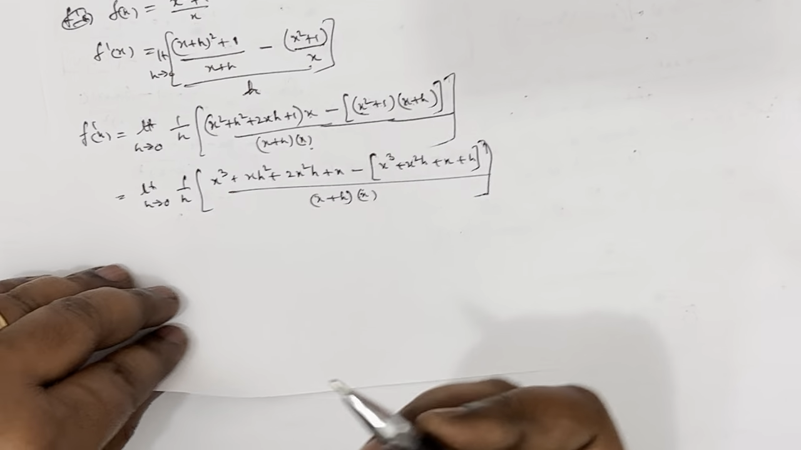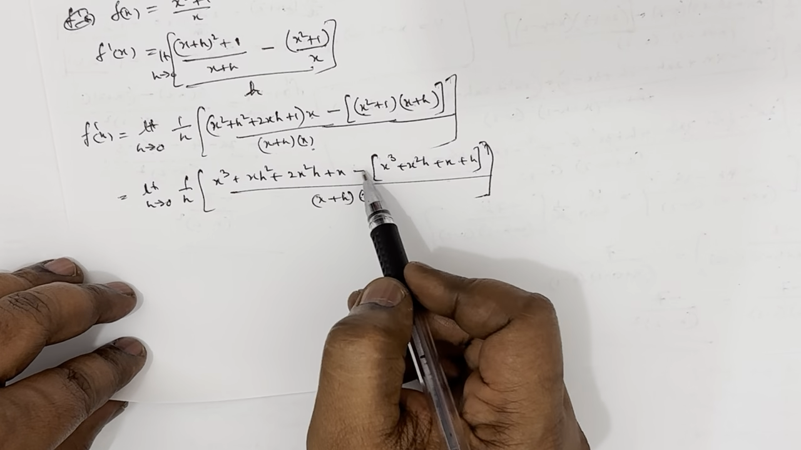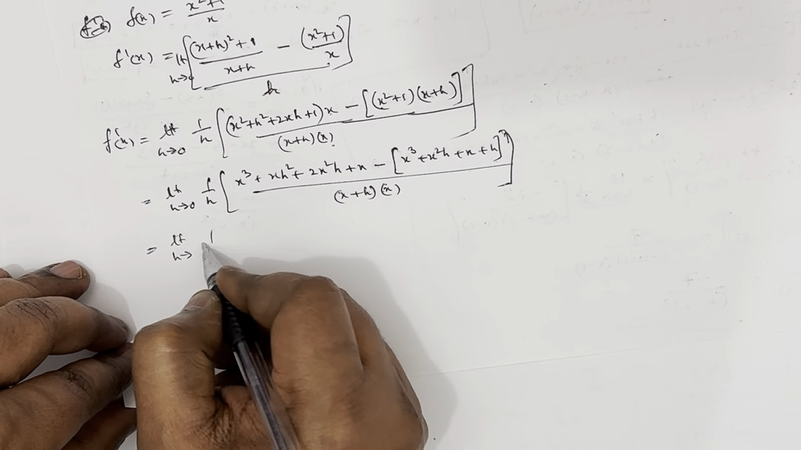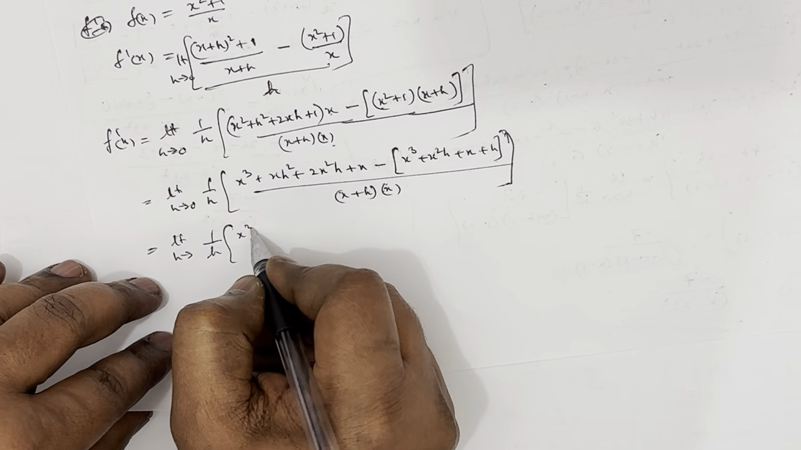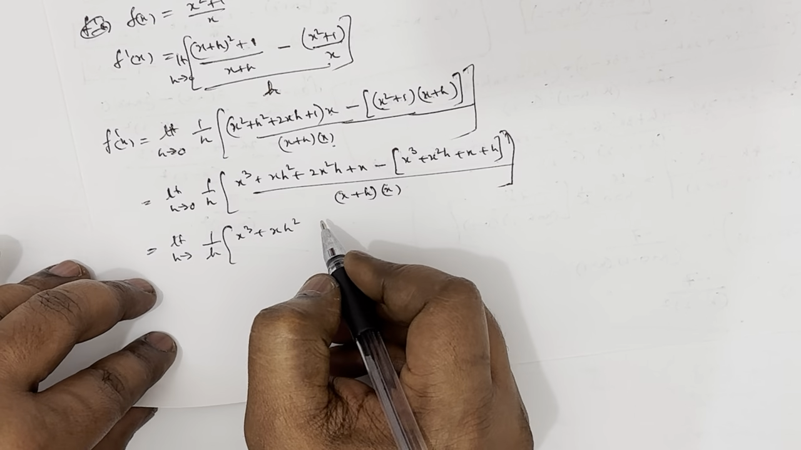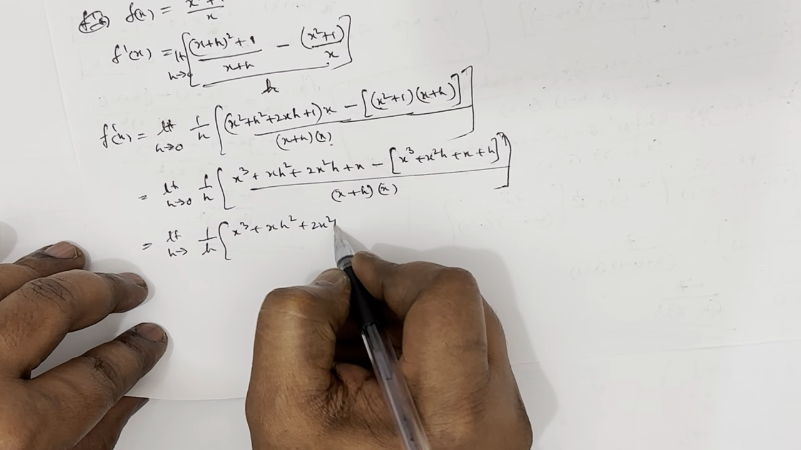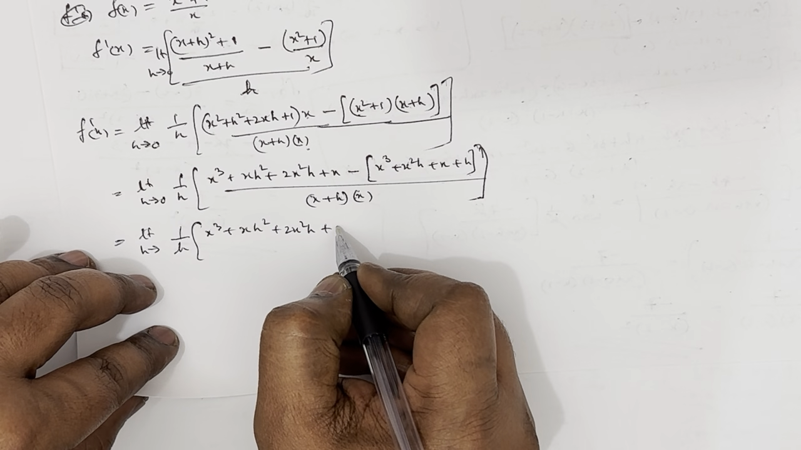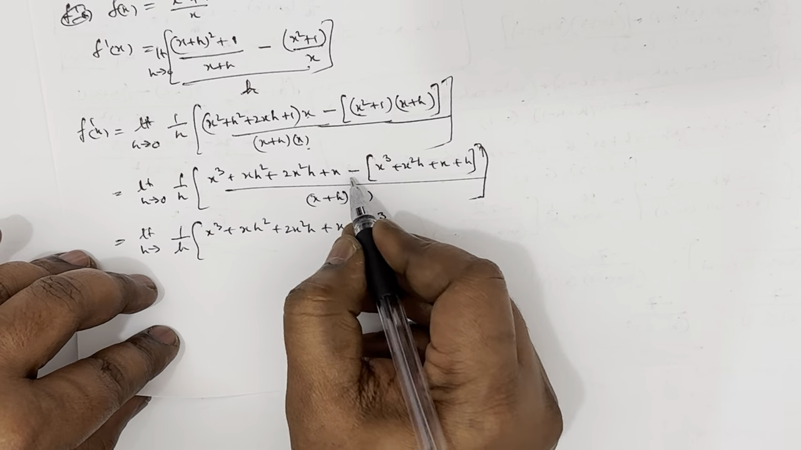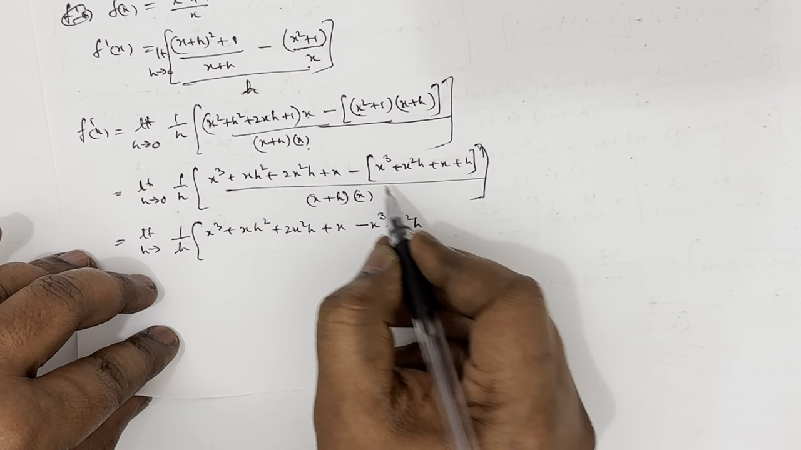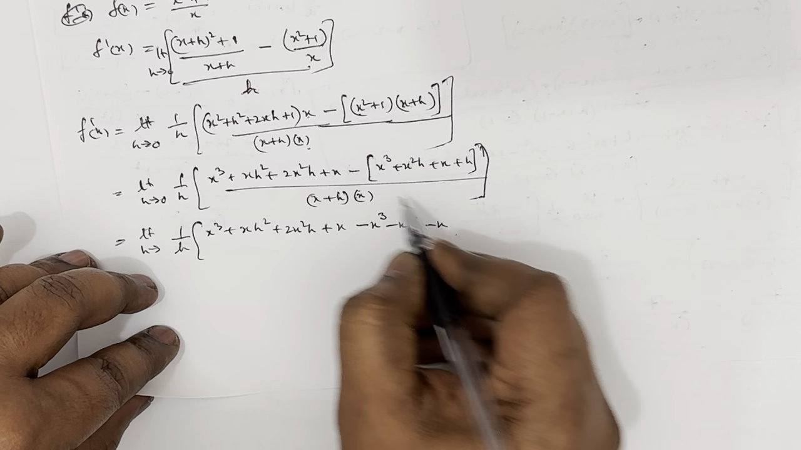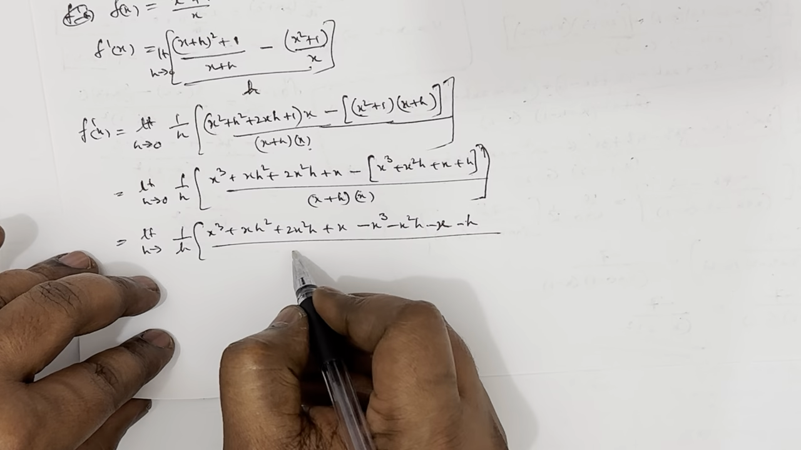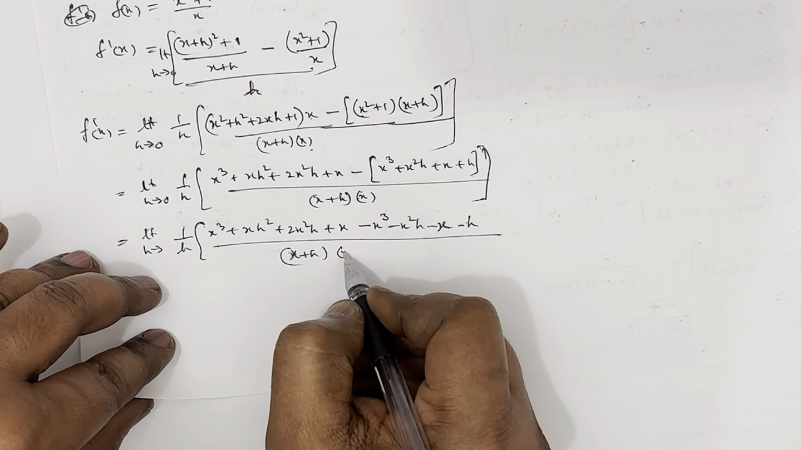Now let's open the braces, and the negative sign will be multiplied inside. So limit h tends to 0, 1 upon h as it is. x cube plus x h square plus 2x square h plus x minus x cube, minus x square h, minus x minus h, whole upon x plus h multiplied by x.